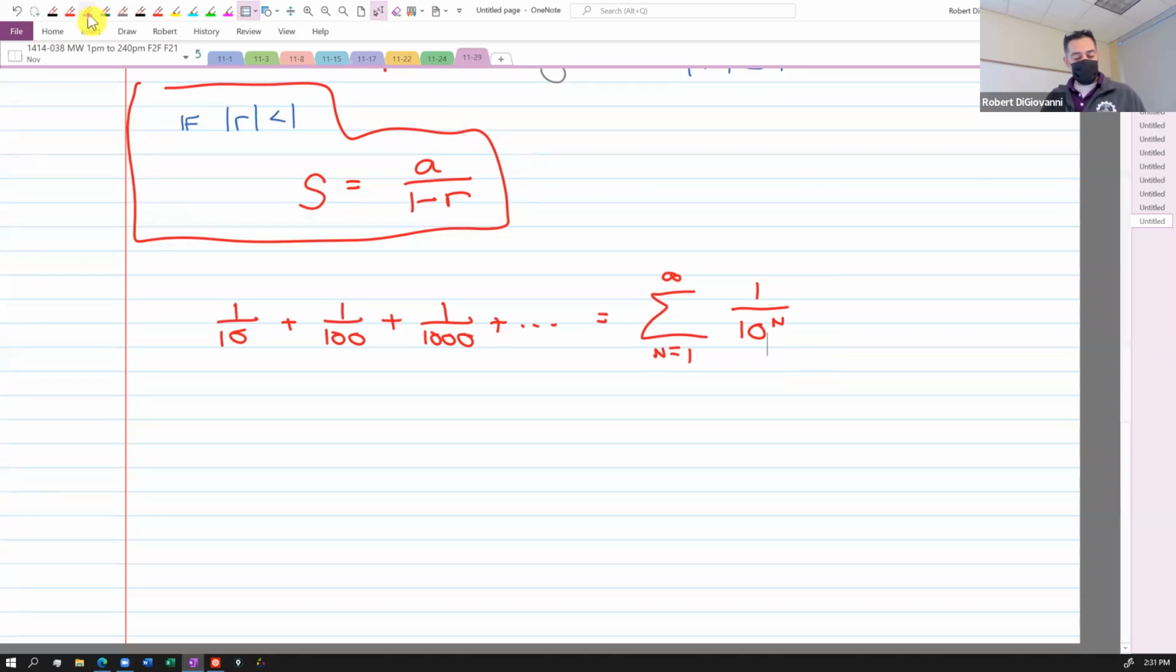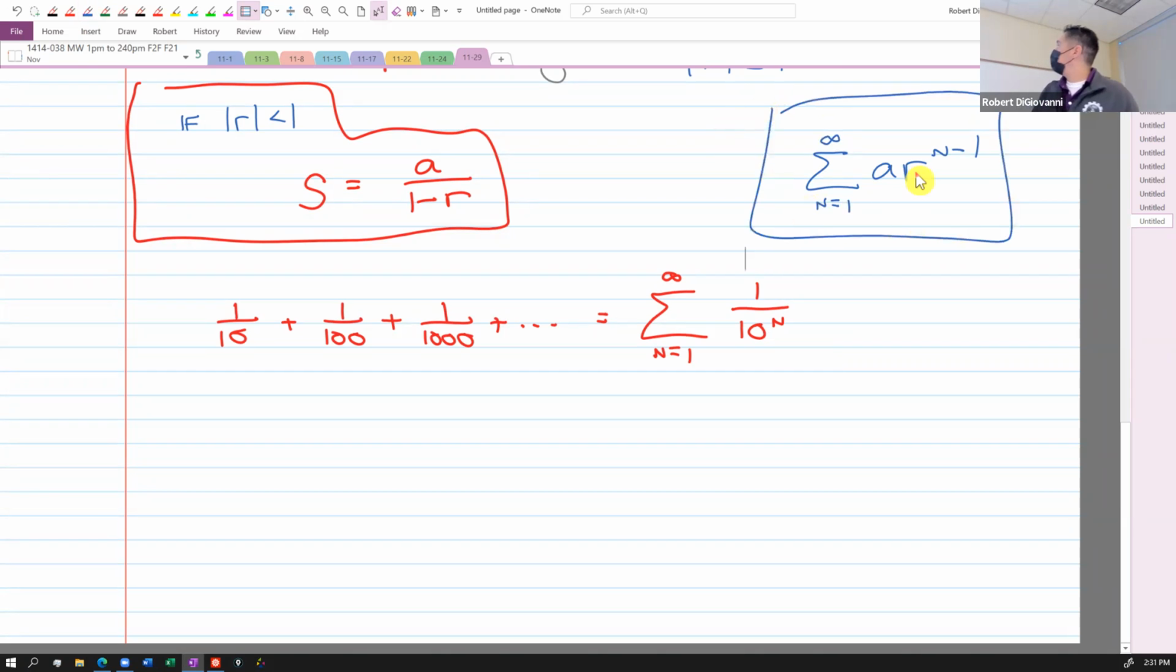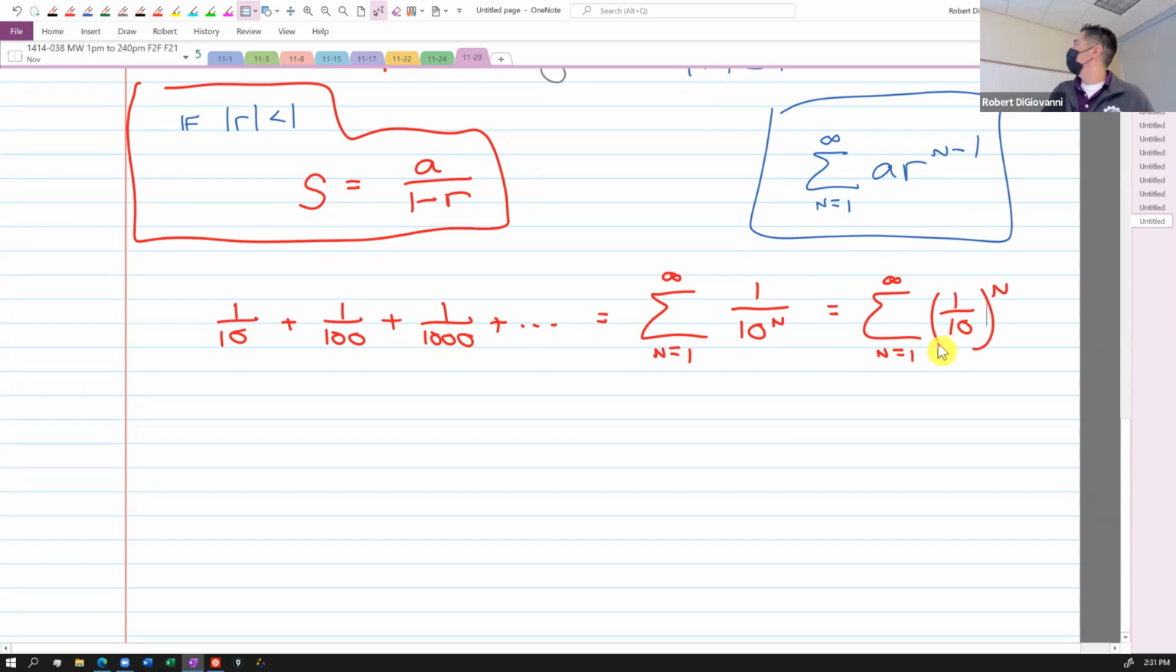I would love to make this look like a geometric series, A R to the n minus 1. That's what all geometric series look like. So can we get it to look like this? Well, first thing is I can rewrite that as (1/10) to the n. Does that change anything? No, because I can apply the nth power to the 1 and to the 10. It's going to give you the same answer, right? Because 1 to any power. So got that. That's looking closer.